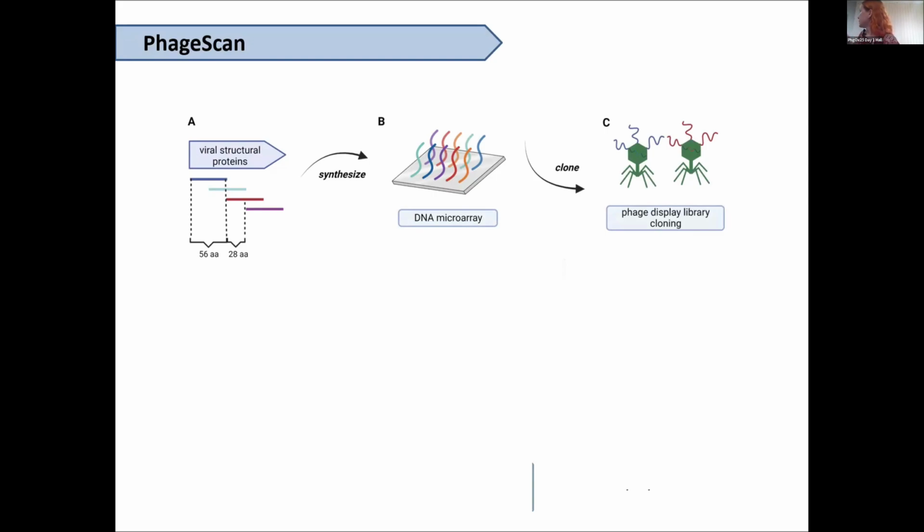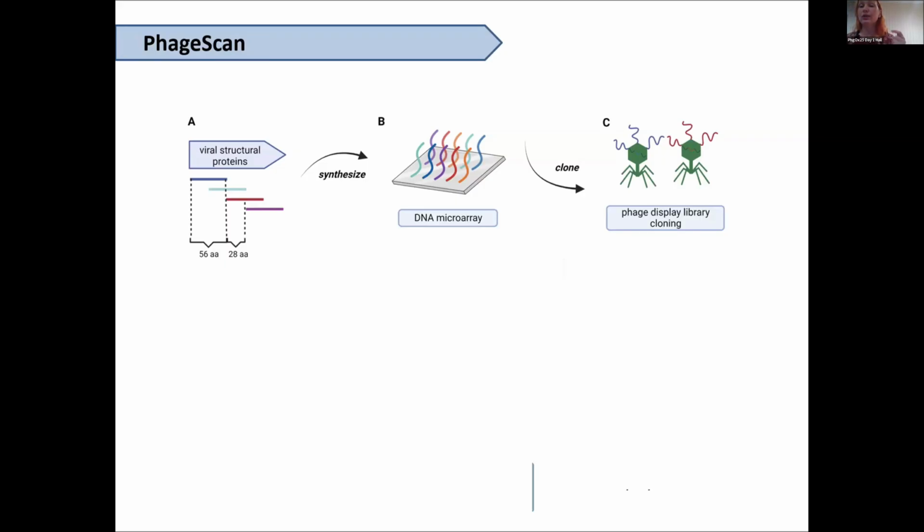And this is the key, because at this step, we have phages that contain both. In their DNA, they have this sequence coding for a specific oligopeptide, and the same phage particle displays this oligopeptide on the surface. And it's again a pool, a mix of very different ones.